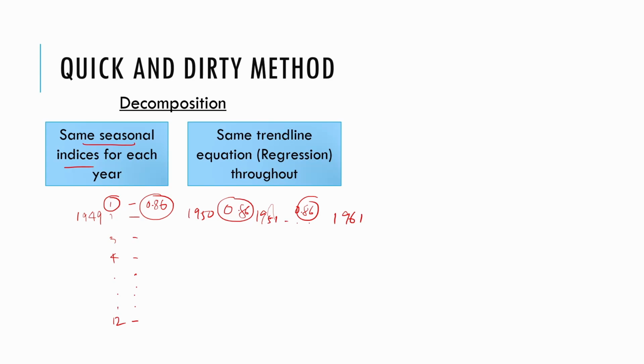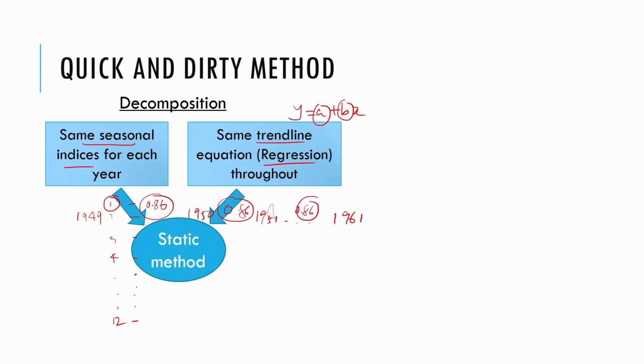And for trend line also, you use the regression method. What is regression? Y is equal to a plus bx. So this a and b, that means intercept and slope, you are not going to change it in every year. Once you calculate it for the series, it is constant for the entire forecasting process for any time horizon. So therefore both your trend line and your seasonal index are static. So this is one of the major drawbacks of this decomposition model, and therefore this model is often called the quick and dirty method.